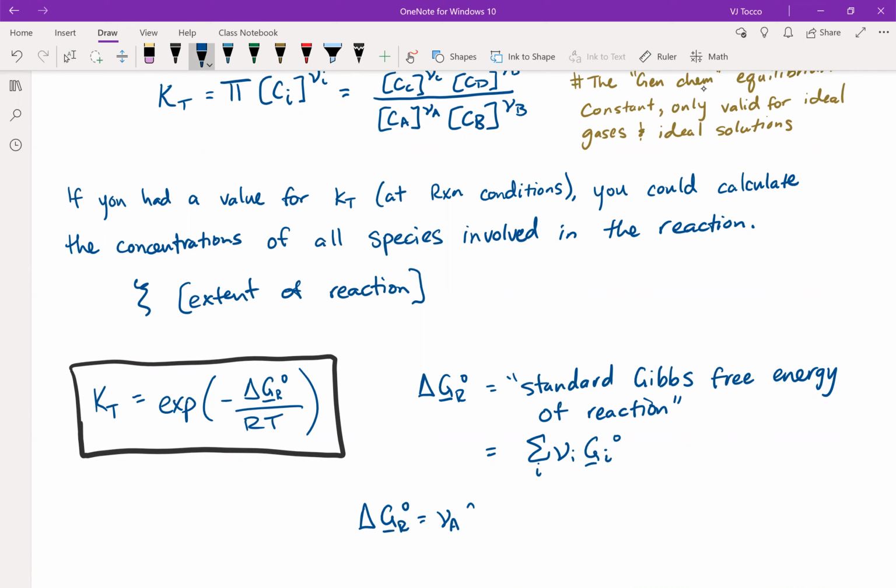nu A Gibbs energy A standard plus nu B Gibbs energy B standard plus nu C GC standard plus nu D GD standard, where remember again that the stoichiometric coefficients can be positive or negative. And these standard Gibbs energies are for the specific compounds at the reference state. So I'm just going to make a quick note of that.